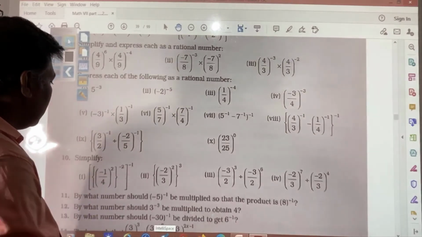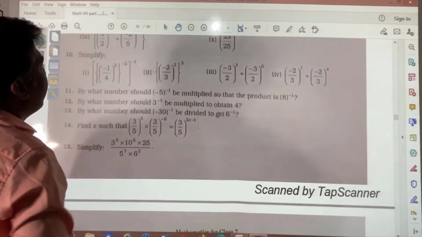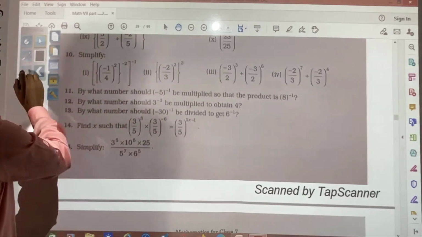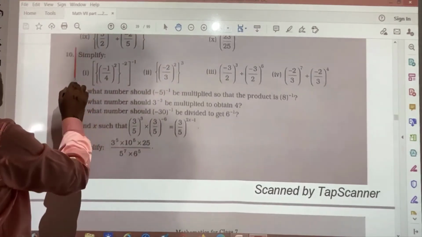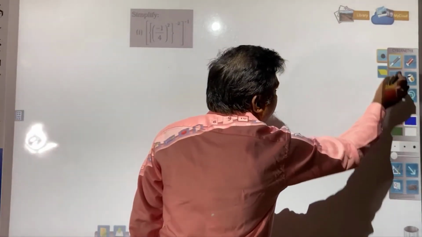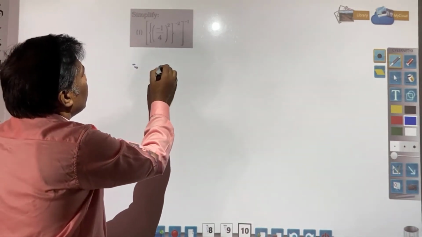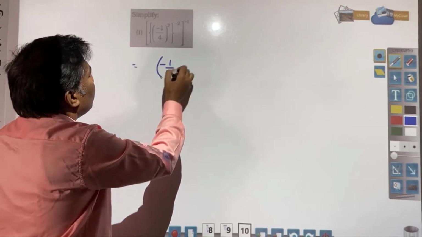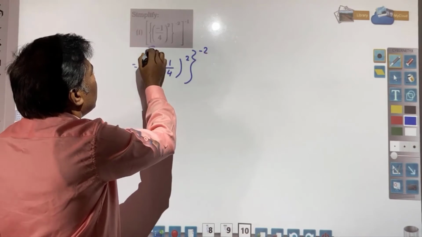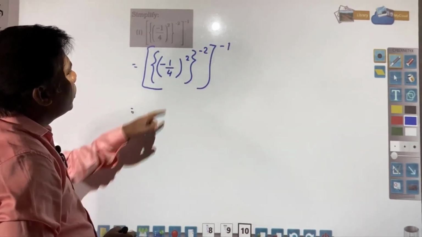Question number 9. Question number 10, you see. Similar questions are there. The first question I am taking. This is your question. Suppose minus 1 by 4 to the power 2, then you have to the power minus 2, and then you have to the power minus 1. So you simplify this one first.